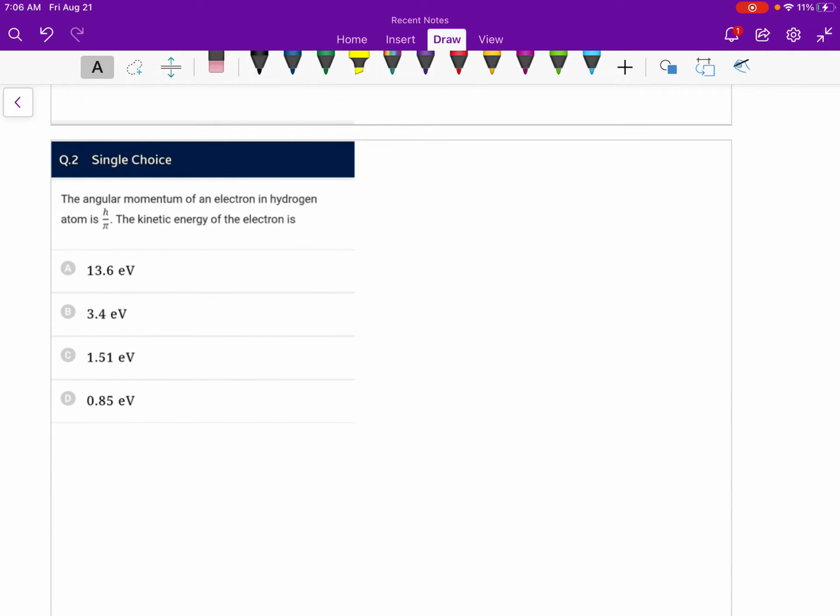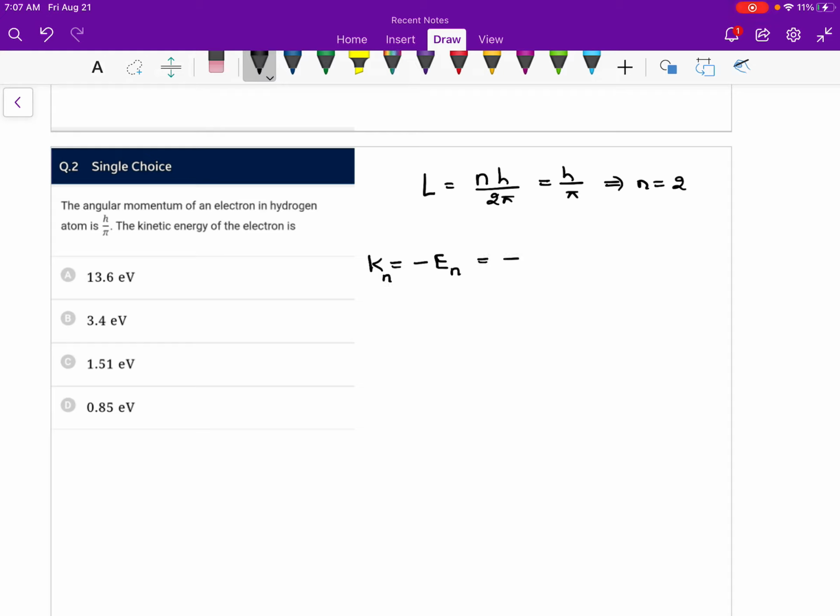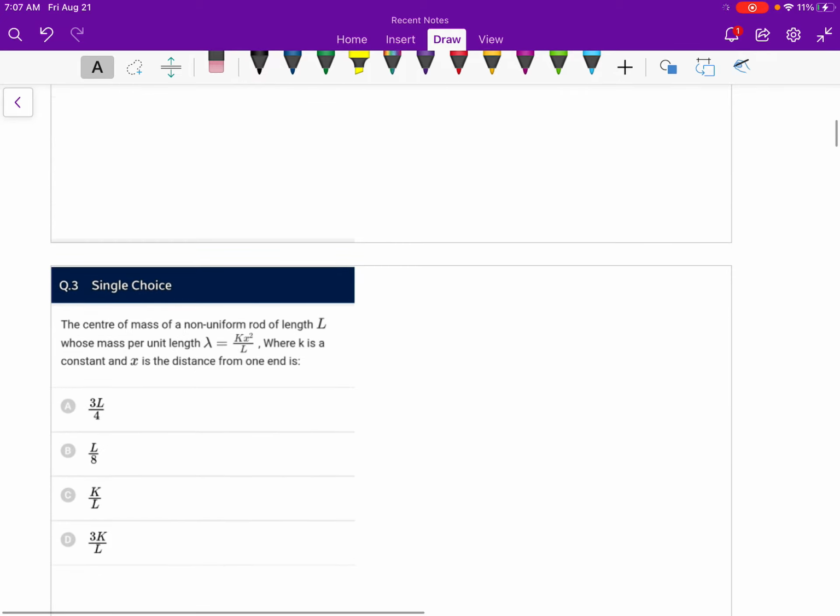The angular momentum is h by pi, the kinetic energy. So angular momentum L is n h by 2 pi, which is h by pi. That means n equals 2. So in n equals 2, kinetic energy is minus of total energy. Kinetic energy in nth orbit is minus of total energy in nth orbit. That is minus of minus 3.4 eV, that is plus 3.4 eV. So B is the correct option.